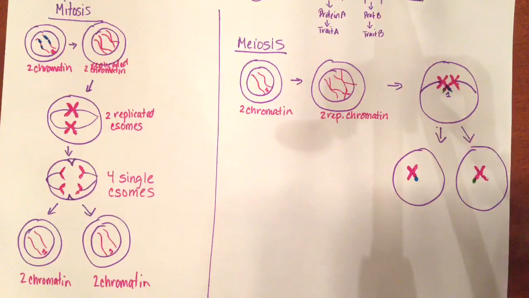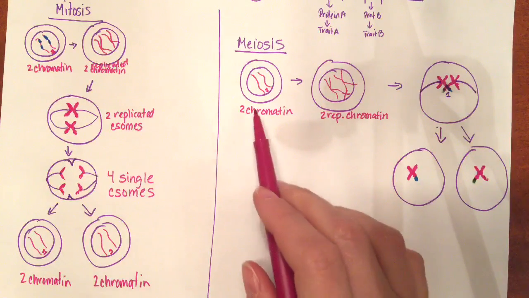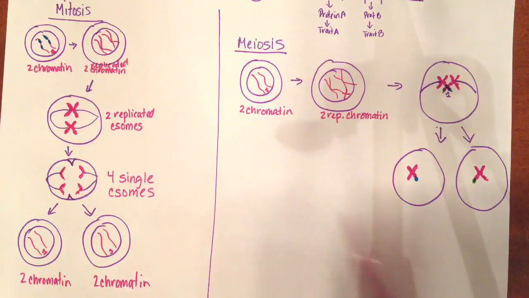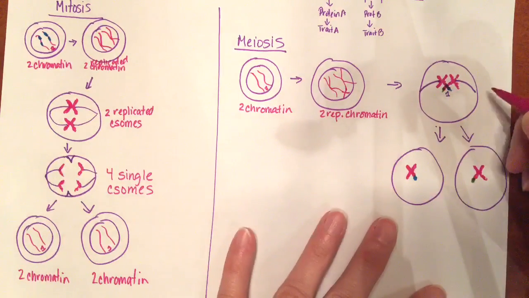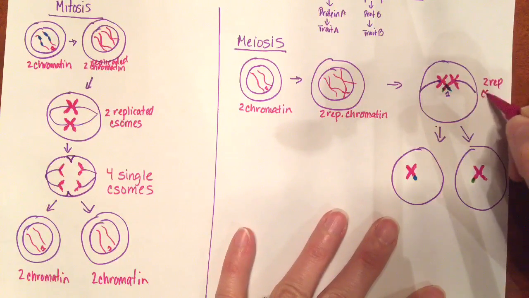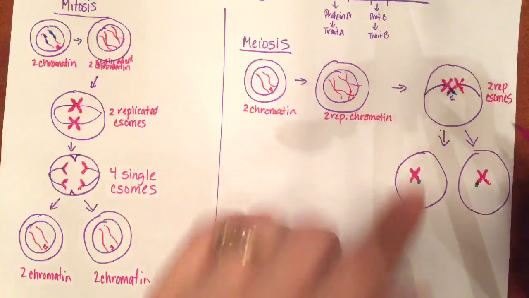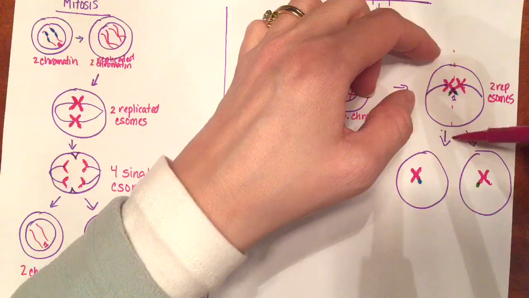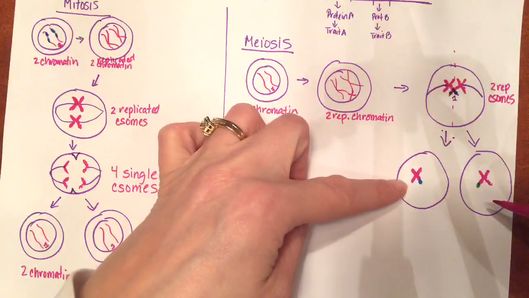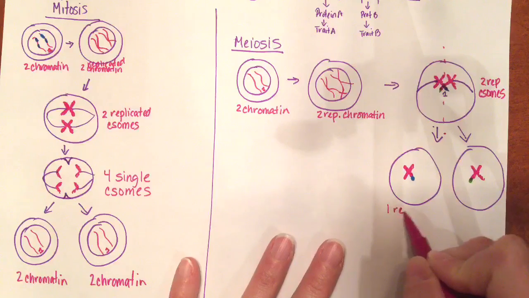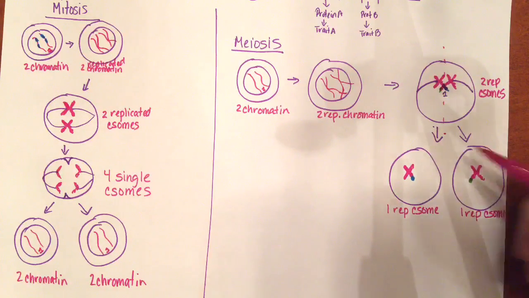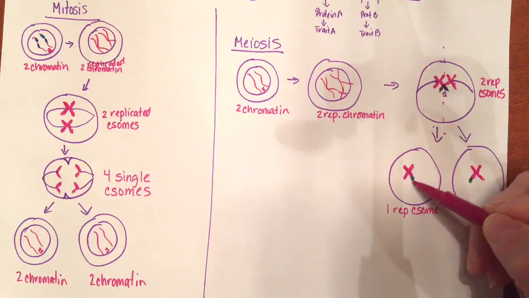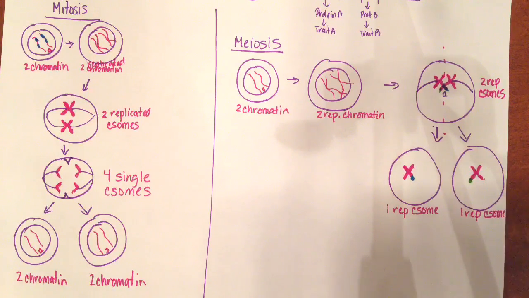And so now let's look at what we just did. We went from our original cell that had 2 pieces of chromatin. If this is a human cell, it would have 46 pieces of chromatin. It replicates, and now we have 2 replicated chromosomes in this cell. And then when this divides in half and you get 2 cells, this has 1 replicated chromosome, and this one has 1 replicated chromosome. It's still called a chromosome because it's still condensed. It's replicated because it is made out of 2 pieces of DNA that are identical, so it's made out of 2 sister chromatids.